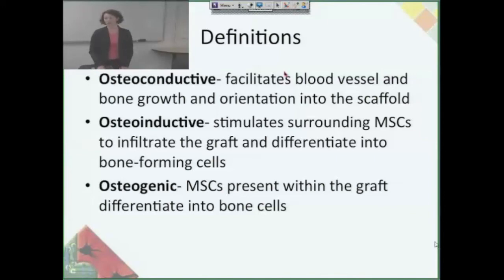So you usually only hear osteogenic reserved for scaffolds that either contain MSCs when you implant it, so more of a tissue engineering approach if you seed it with stem cells, or if it can actively recruit stem cells and then release some sort of bioactive factor to make them differentiate into bone cells.